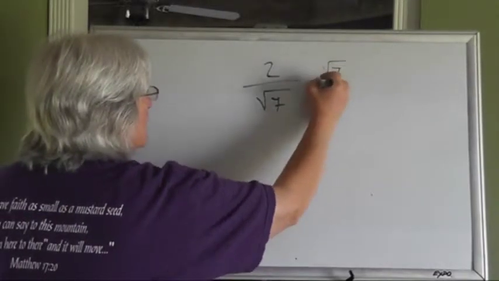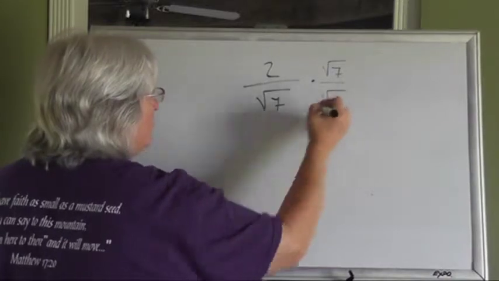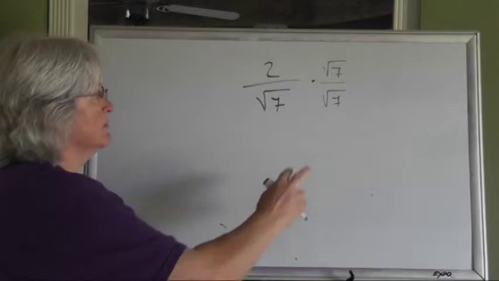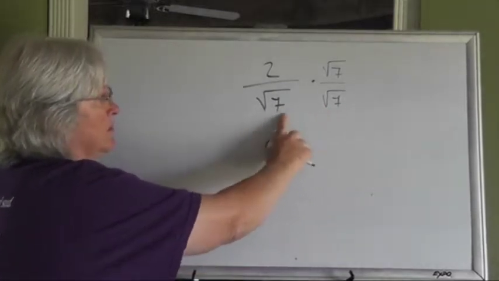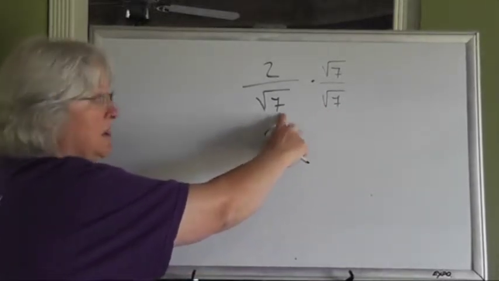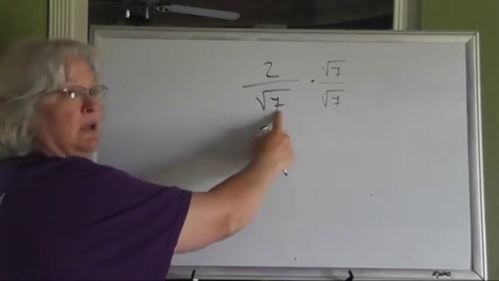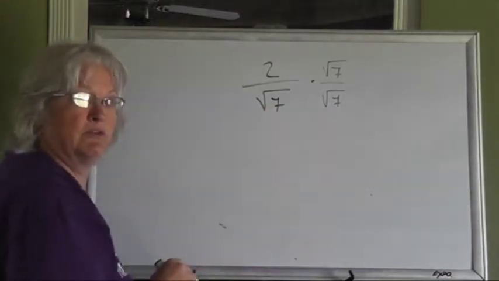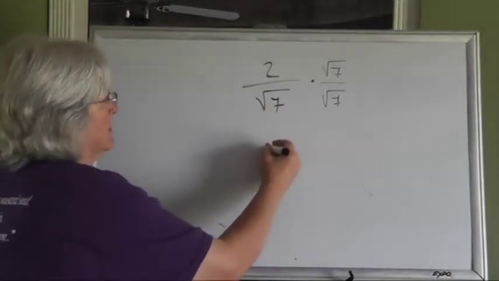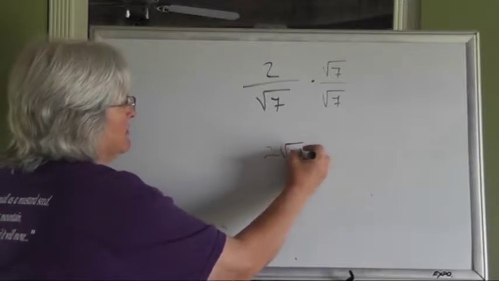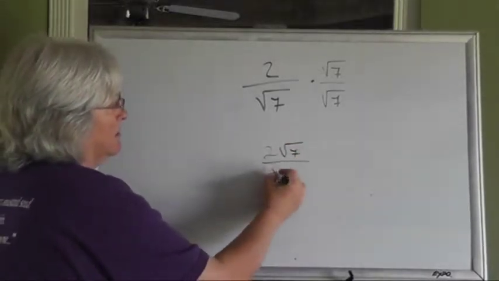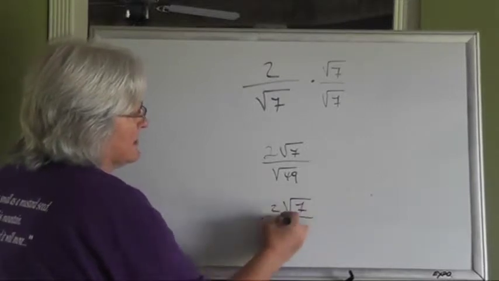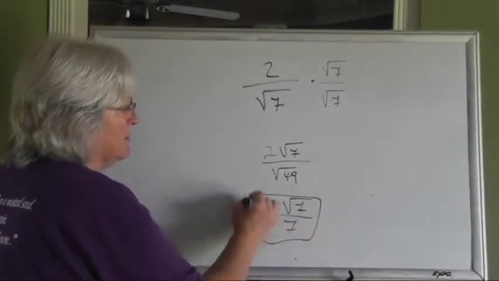In this particular case, if we multiply by the square root of 7 divided by the square root of 7, what we're looking for is that if we have a square root in the denominator, our radicand, which will be 49, becomes a perfect square. So the square root of 49 is 7. You have 2 times the square root of 7 divided by the square root of 49, which is 7. 2 times the square root of 7 divided by 7.